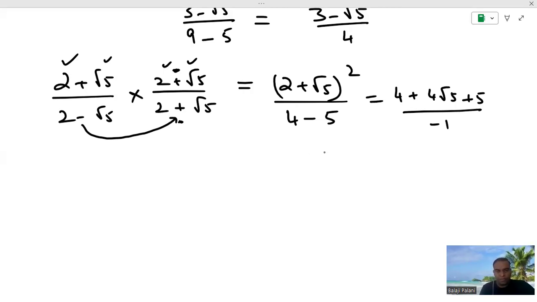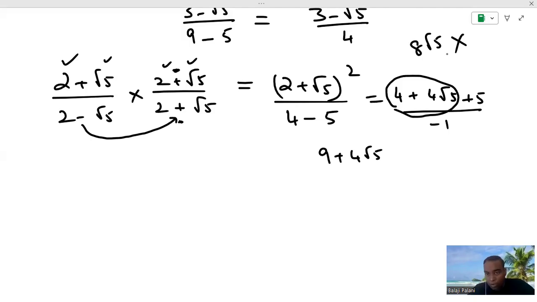Now let's simplify this even further. 9 plus 4 root 5. The next major mistake students make is they try to add these two and represent this as 8 root 5, which is a very, very big mistake. Never do that. You cannot do that. An irrational number cannot be added to a rational number. Never do that.